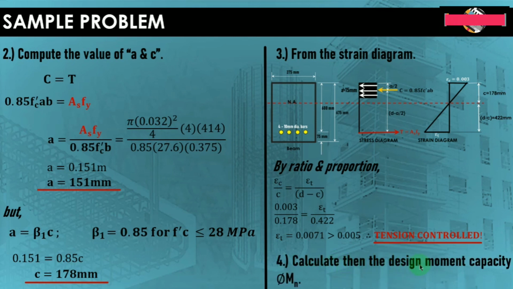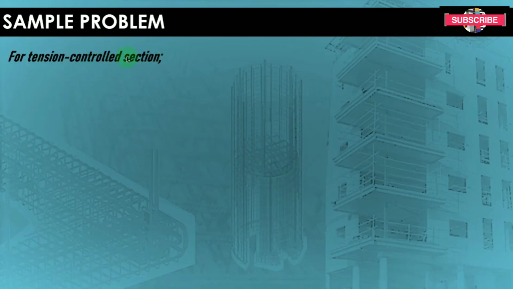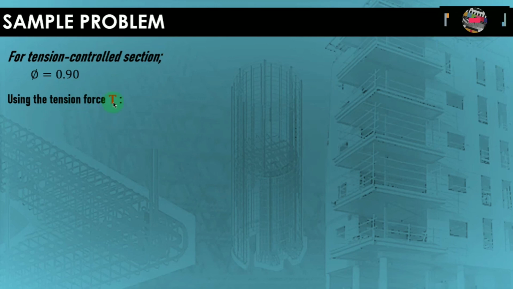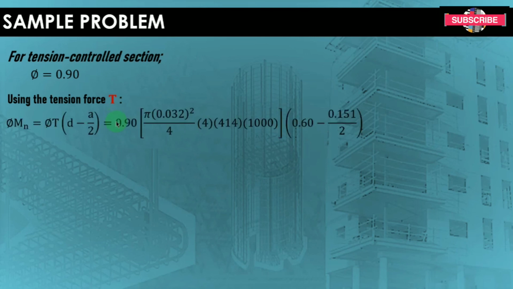Now, calculate then the design moment capacity, phi times Mn. Okay? So, for tension control, since nalaman na natin na tension control siya, yung phi natin is 0.9, according sa code. And then, after that, we are going to use the tension force. So, you can either use this T or C. Pareho lang yung result ng ating value. So this time we only use this tension force T. So we have now this phi times Mn is equal now to i-times din natin ng phi itong T times this lever arm na d minus a over 2.